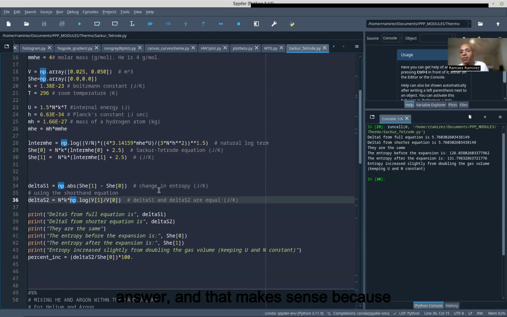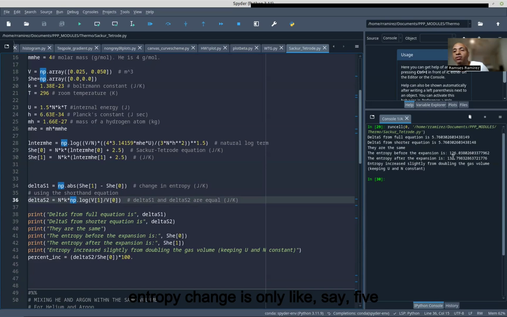And that makes sense because we're keeping U and N constant. If you keep U and N constant in the Sackur-Tetrode equation, it will collapse into this shorter form for delta S. But what does a 5.76 change in entropy actually mean? We know the entropy from before the expansion, if you calculate, is like 126. But after the expansion, it's 131.7 something. So this is where the difference is, 5.6, 5.7-ish, between these two numbers.